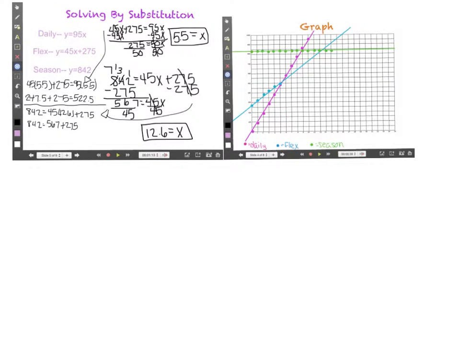Then for the Flex and Season Pass, your equation would be 842 equals 45x plus 275. Then you subtract 275 on both sides, giving you 567 equals 45x. Then you divide by 45 on both sides, giving you x equals 12.6. So after 12.6 days of using the Flex Pass, you would use the Season Pass. And in the graph, it intersects right here. So this is what substituting in the graph would look like with daily, Flex, and Season.